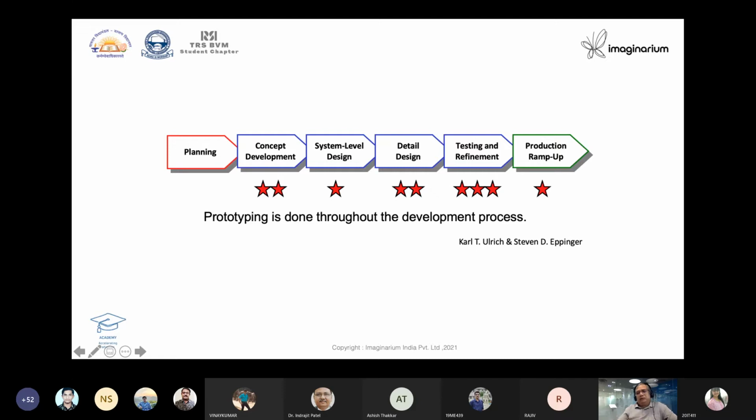And testing and refinement, you can see there are three stars here. Why are there three stars here? See, an idea is something you think of and bring out without properly planning it, or it is a half-baked idea, not fully thought through. Who will benefit from that?